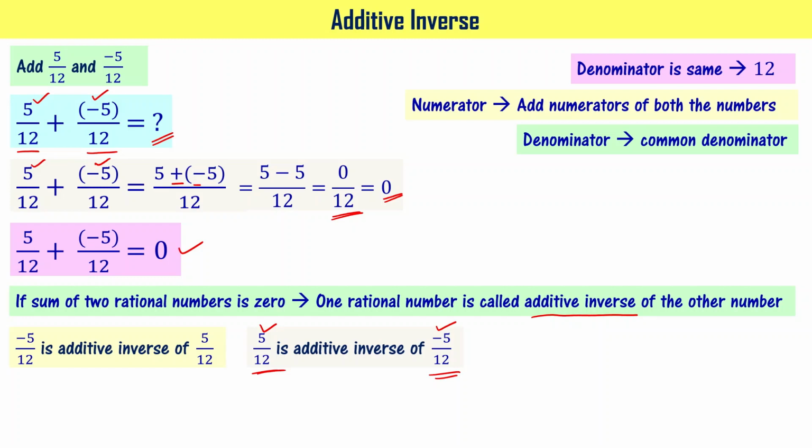So when you want to generalize, you can say that minus a by b, which is a rational number, is an additive inverse, or the additive inverse, of a by b, right? Minus a by b is the additive inverse of a by b, or a by b is the additive inverse of minus a by b, right?